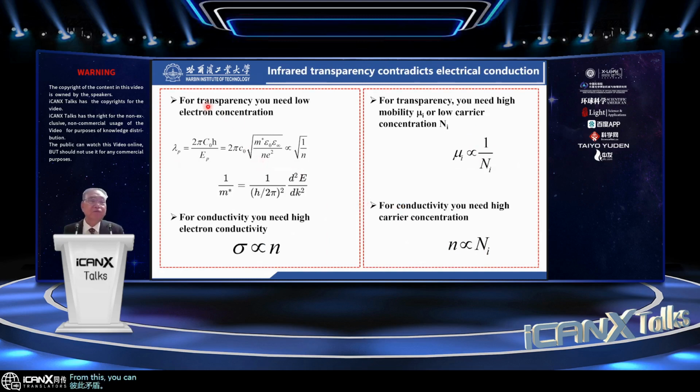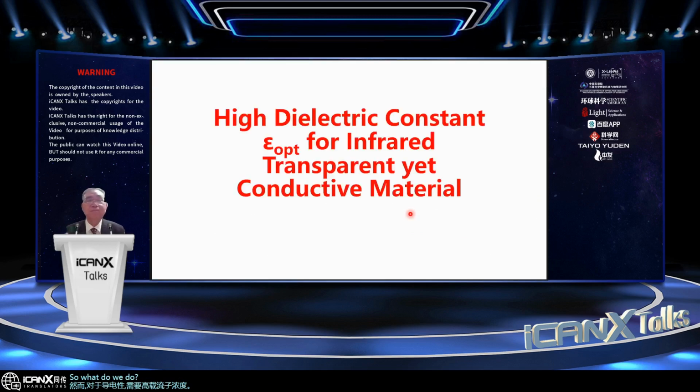From this, you can see, for transparency, you need no electron concentration here. But for conductivity, which is here, you need a high electron concentration. For transparency, you need a high mobility. But for high mobility, you will need a lower carrier concentration. However, for conductivity, you need a high carrier concentration. So what do we do? How do we solve this problem?